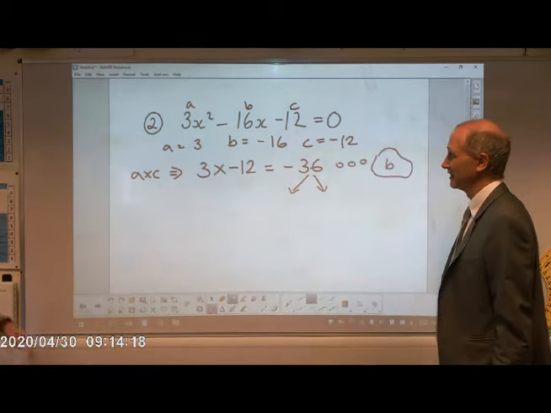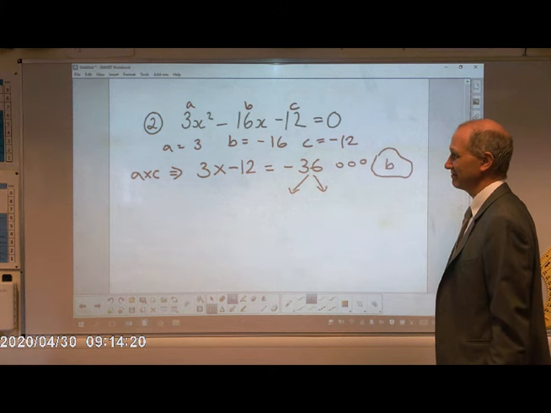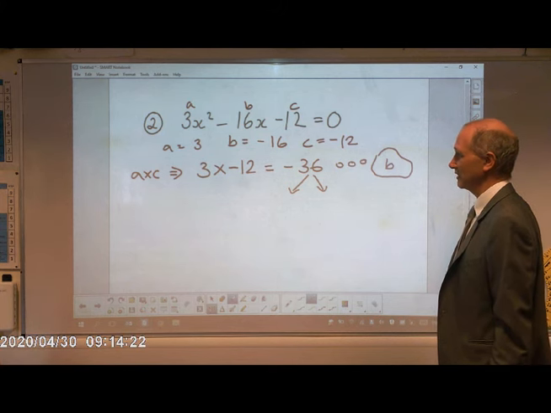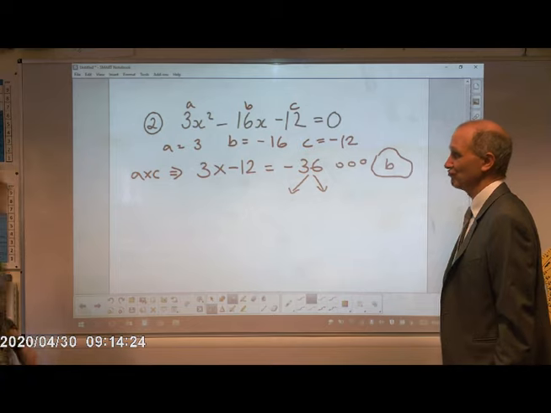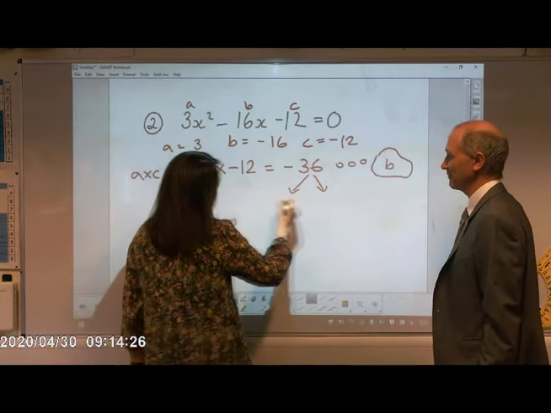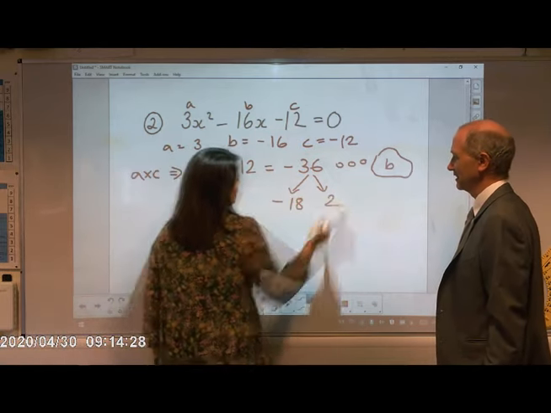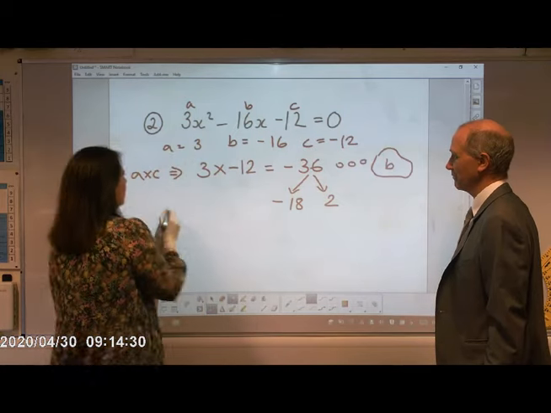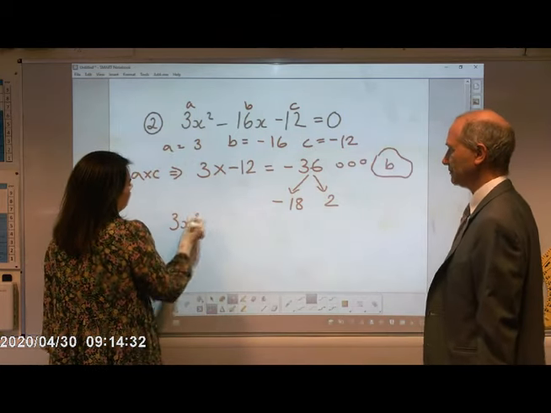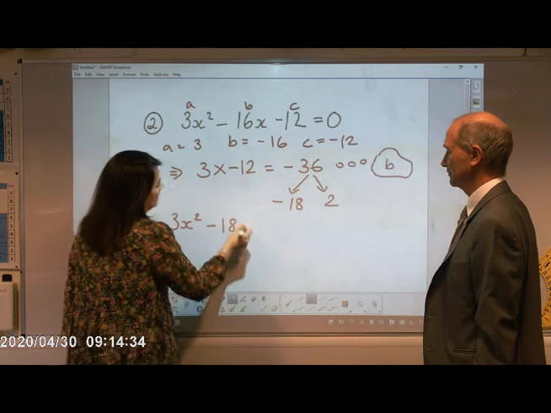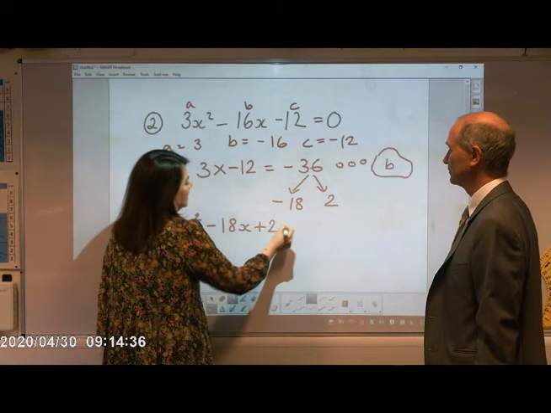So I'm thinking about B, minus 16. Minus 18 and 2. So it's going to be minus 18 and positive 2 in order to get minus 16. I write out my minus 16x as minus 18x plus 2x.